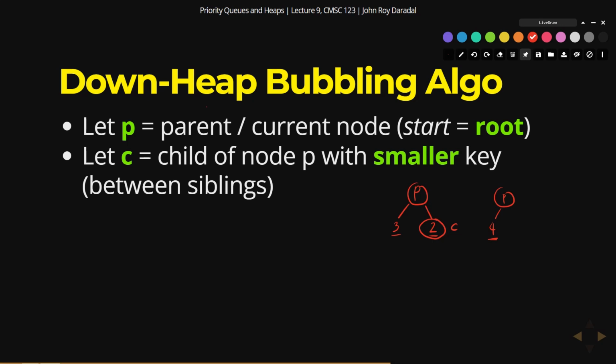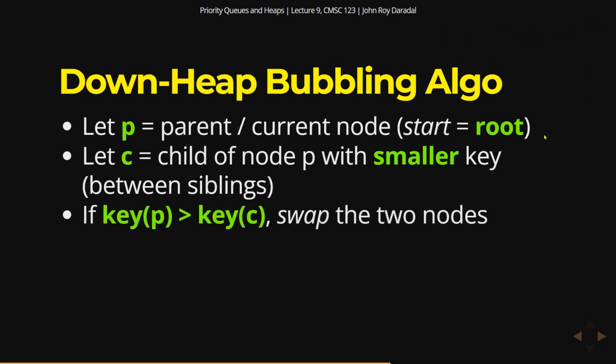So C is the child of the node P with the smaller key, and then you'll compare P and C to check if you need to swap or not. If the key of the parent is greater than the key of the child, then we need to swap the two, because the key of the parent must be less than or equal, right?